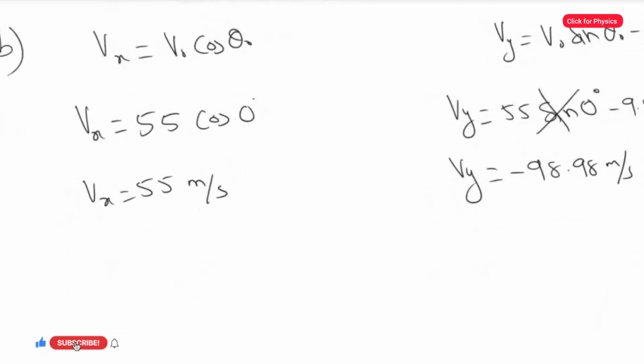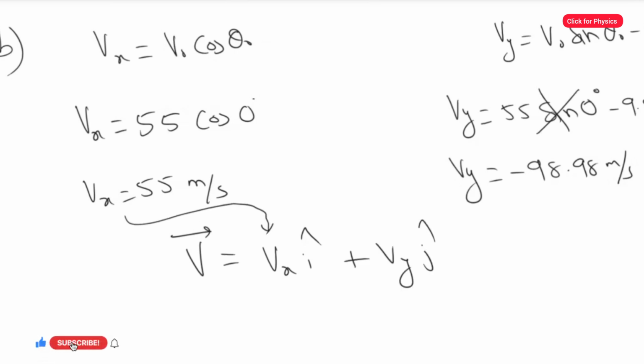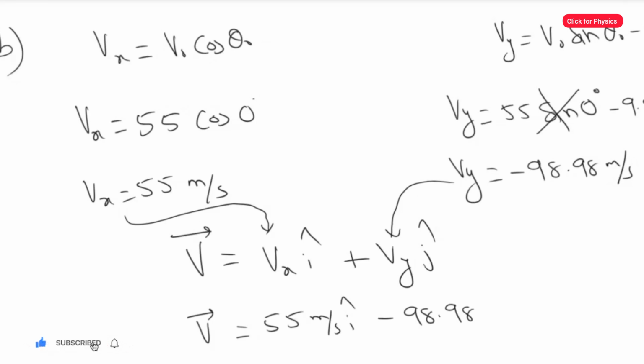When we frame the velocity vector equation, therefore the velocity vector equation is given by the x component with y component. That means V of x i cap plus V of y j cap. So now what I have to do, I have to substitute the value of V of x here, I have to substitute the V of y here. So by that we will get the velocity vector. So 55 meter per second i cap minus, because the value of V of y is minus, 98.98 meter per second j cap.